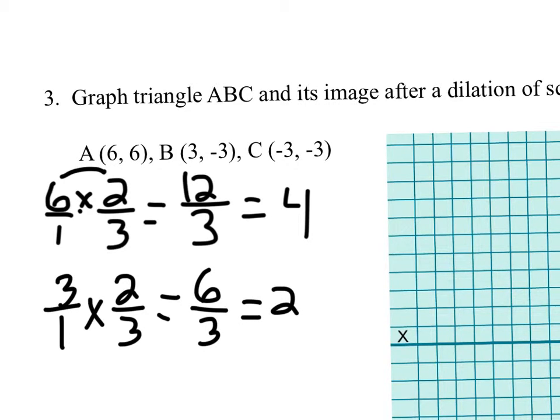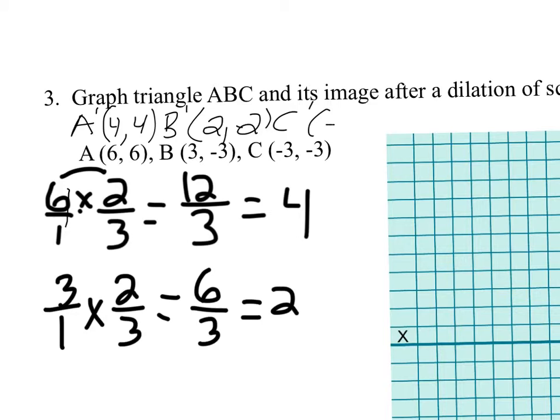So what I'm going to do on top is I'm going to put my image coordinates. So here we have A prime, and as I can see, my 6's are going to change to 4, so I'm going to change that to 4, 4. My B prime, all right, my 3 is going to change to 2, so I'm going to change that to 2, and then if that's a negative 3, that'll be a negative 2. And for C prime, since it's negative 3, this will just change to negative 2, negative 2.